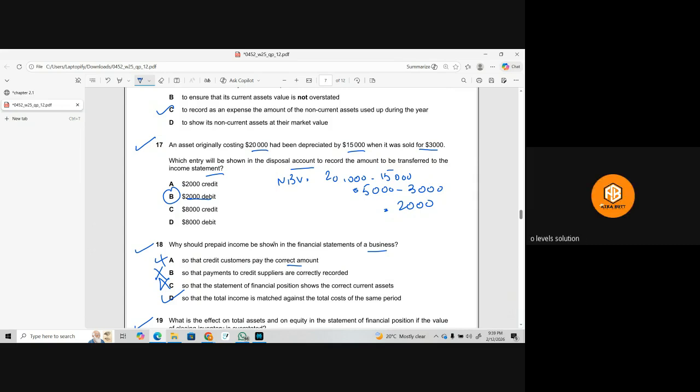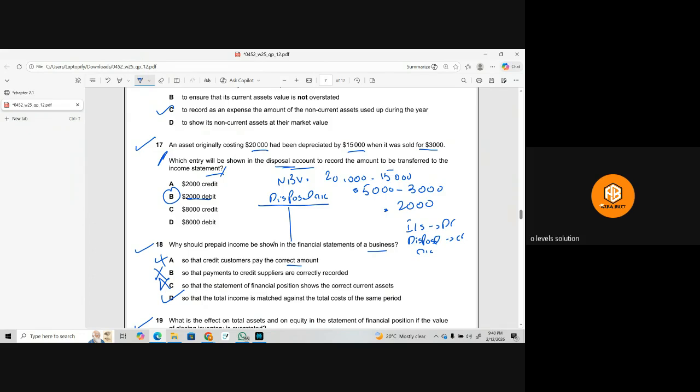Which entry will be shown in the disposal account to record the amount to be transferred? They're asking about a disposal account. Whenever there is a loss on disposal, the income statement will be debited. Actually, I just saw this line again, so I'm correcting it. They're asking which entry will be shown in the disposal account to record the amount to be transferred to the income statement.